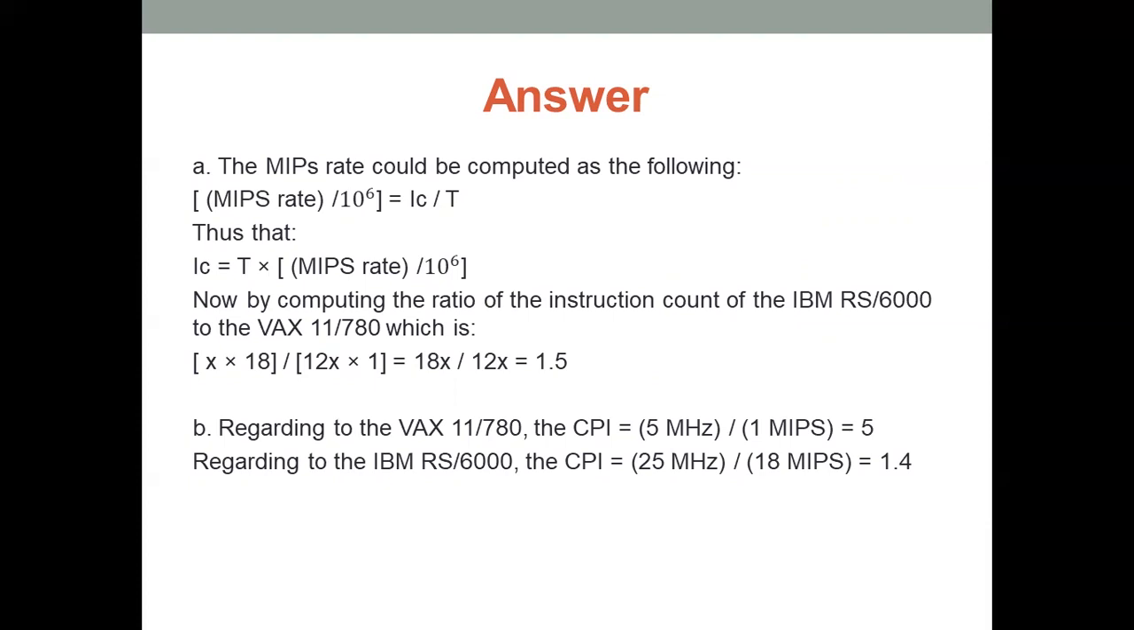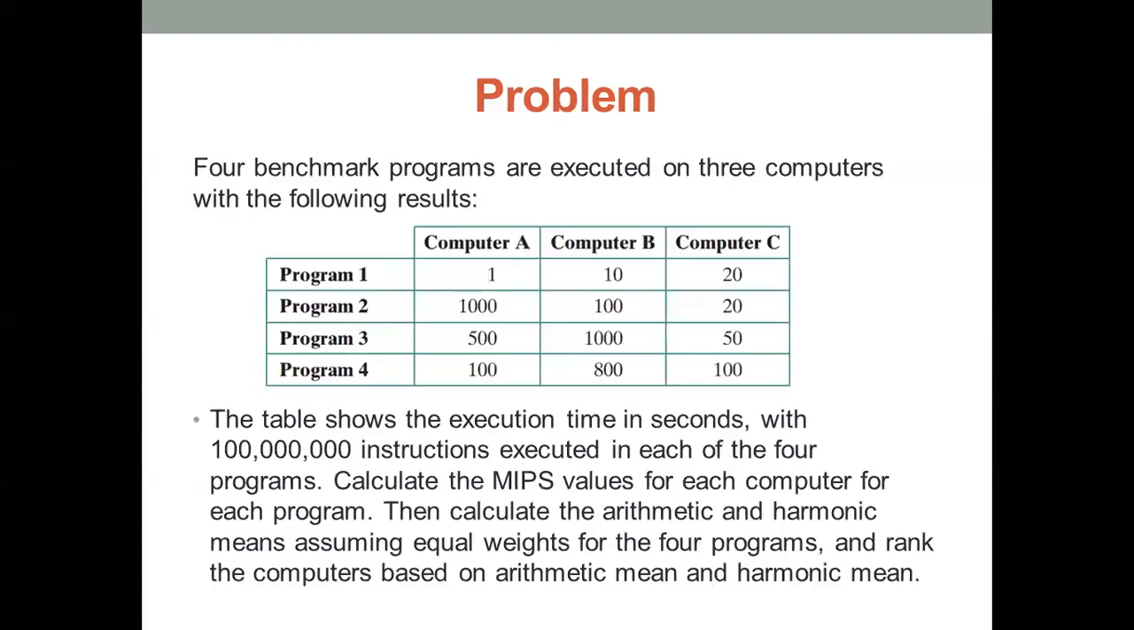And regarding the VAX 11/780, the CPI equals 5 megahertz divided by 1 MIPS, which equals 5. For the IBM RS/6000, the CPI is equal to 25 megahertz divided by 18 MIPS. So we got 1.4 for the value of the IBM RS/6000.